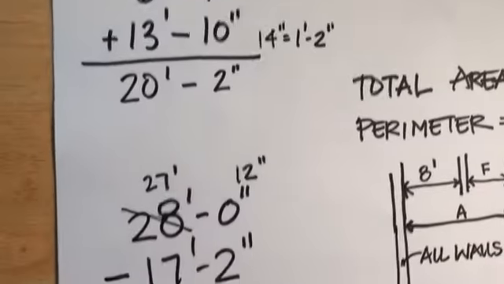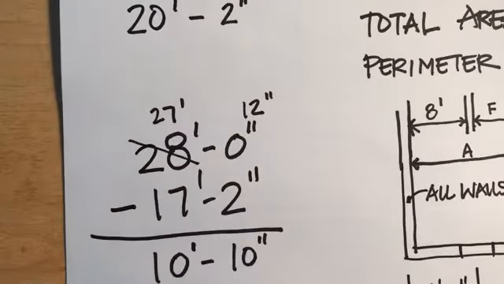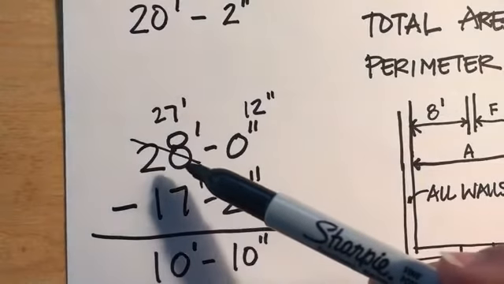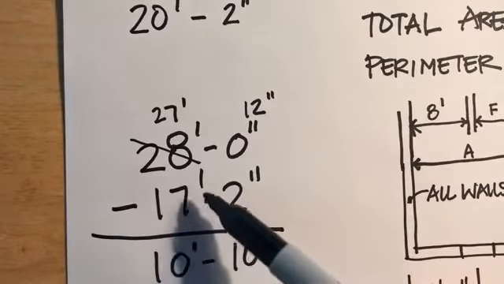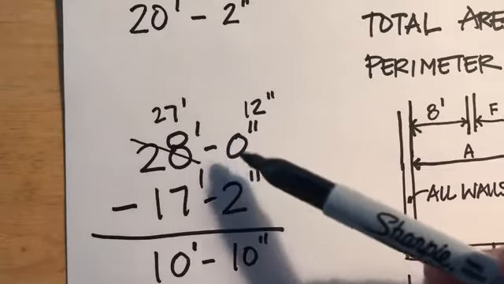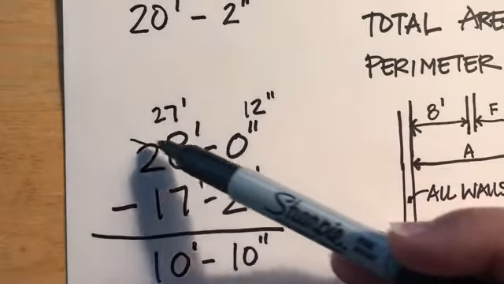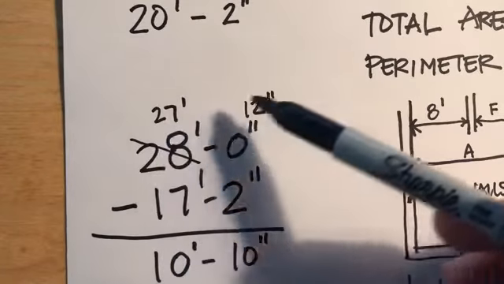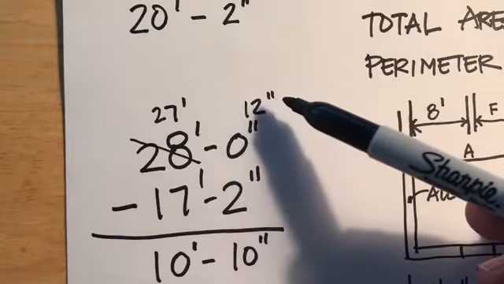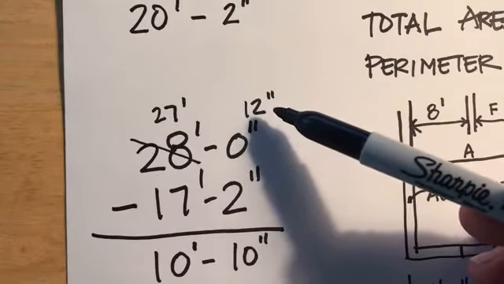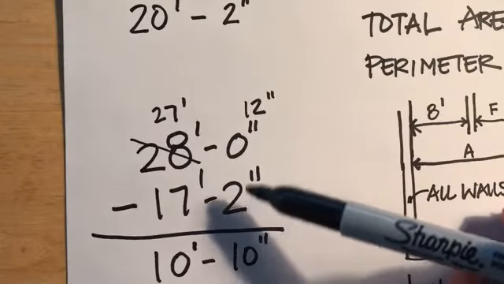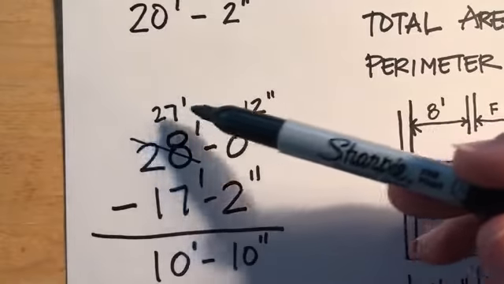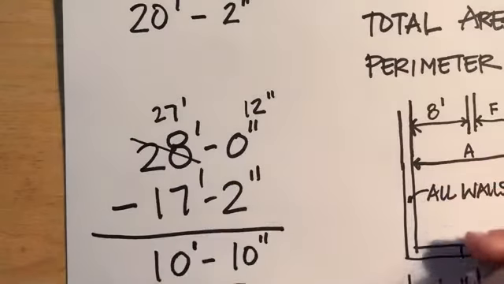Now subtracting is a little bit harder because you have to borrow like we did when we were kids, right? So if you're taking 28 foot 0 and you're subtracting 17 foot 2, you don't have enough here at the top, so we'll take a whole foot out. We'll take 1 foot out of this 28, making it 27, and that 1 foot becomes 12 inches. Now that we have 12 inches, we can subtract 12 inches minus 2 inches and find 10 inches. And over here we have 27 feet minus 17 feet for 10 feet.